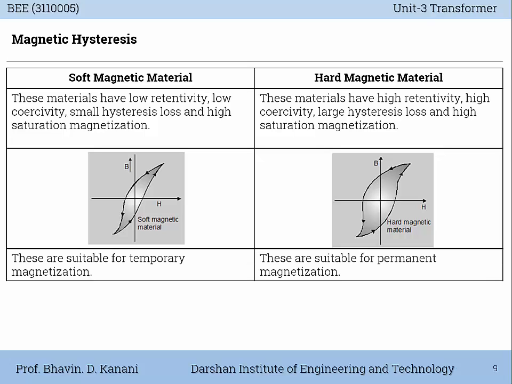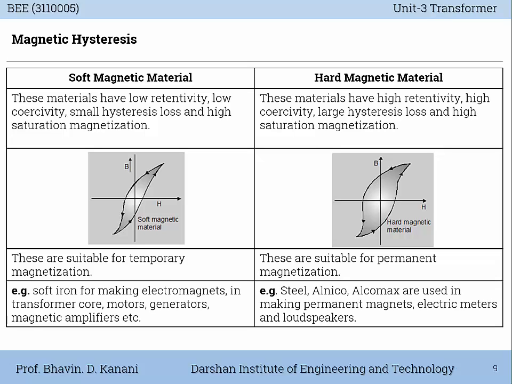Soft magnetic materials are suitable for temporary magnetization, and hard magnetic materials are suitable for permanent magnetization. The examples of soft magnetic materials are soft iron for making electromagnets, used in transformer cores, motors, generators, and magnetic amplifiers. The examples of hard magnetic materials: steel, alnico, and alcomax are used in making permanent magnets, electric meters, and loudspeakers.